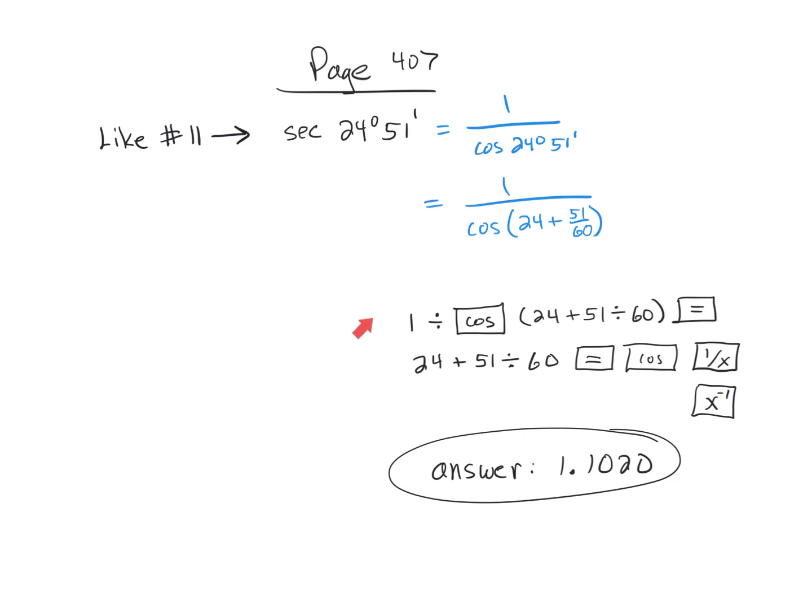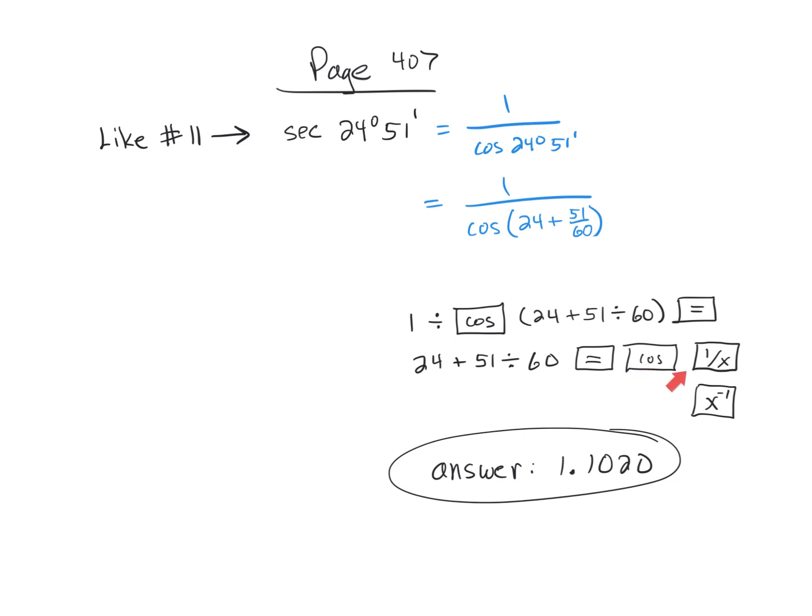Again, it depends on how your calculator functions. You either type in 1 divided by, hit your cosine button, and put 24 plus 51 divided by 60, close your parentheses, and hit your equals or your enter. The other way is if you type 24 plus 51 divided by 60 equals, and while that's on your screen, press the cosine button.